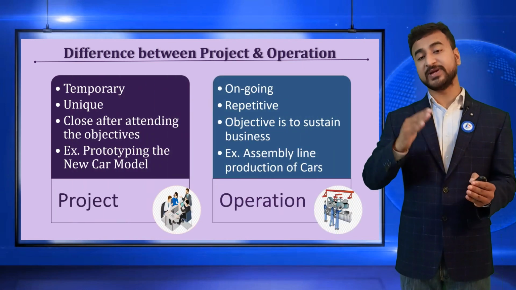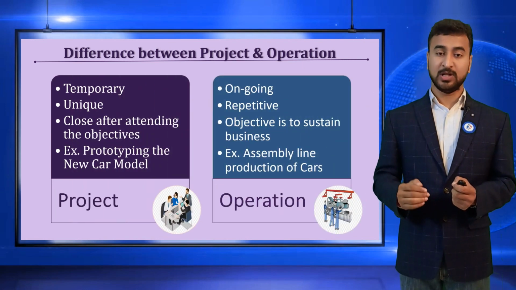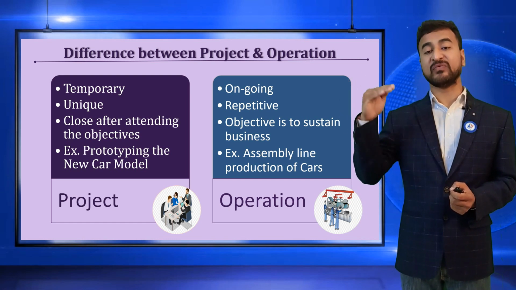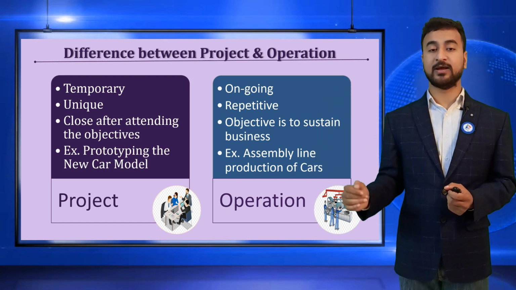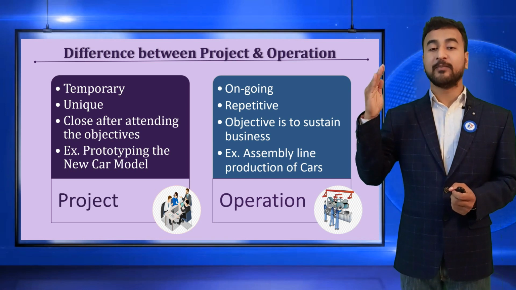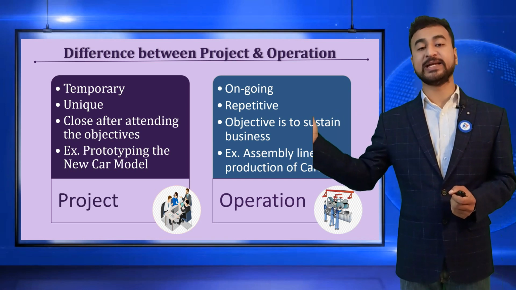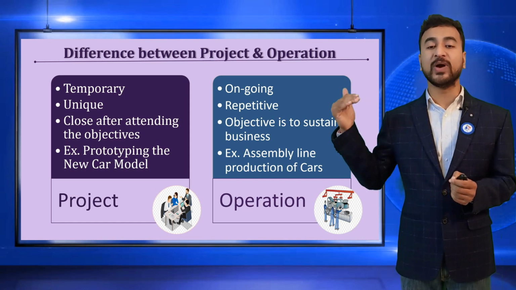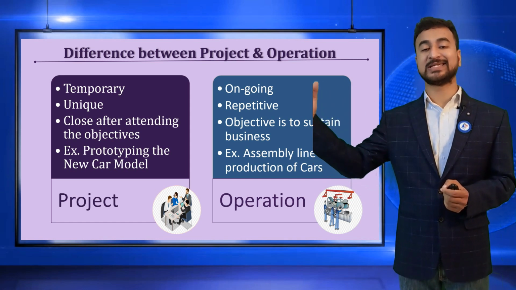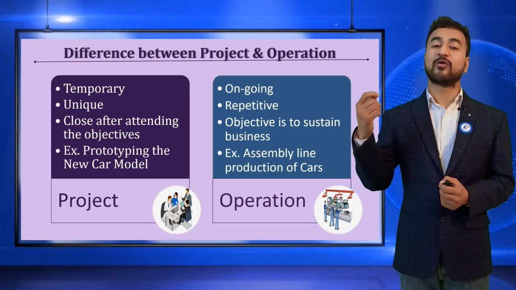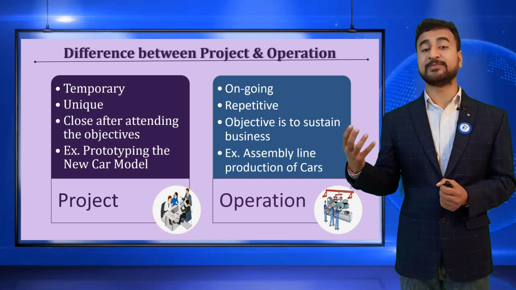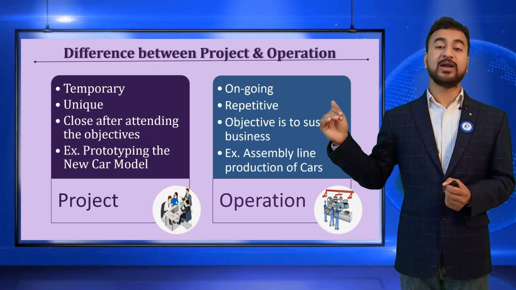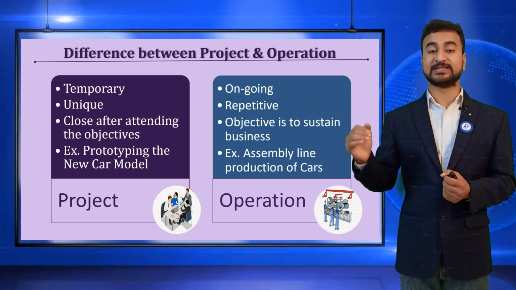As you see on the screen, a project is temporary whereas operation is ongoing. A project is unique and operation is repetitive. A project closes after attaining its particular objective, whereas operations are for a sustainable business objective. If I want to give you an example, a project is temporary because its start and end dates are very well defined, while operation is for constant things.